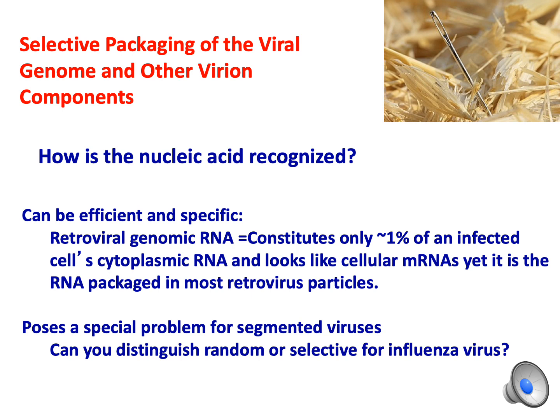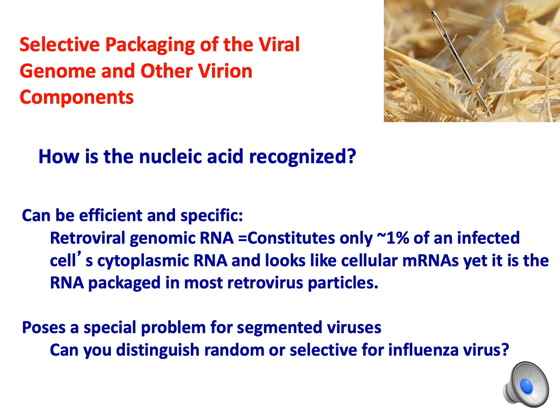If, on the other hand, you packaged more than 8, if, say, there was enough room in an influenza virus particle to package 12 segments, 10% of those would contain a complete genome. So there are different ways to think about how this might work if packaging the different segments was random.